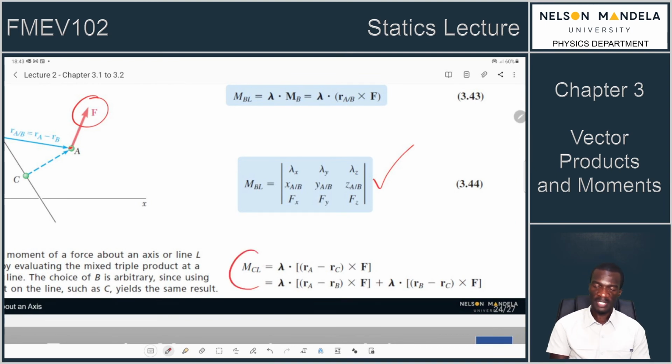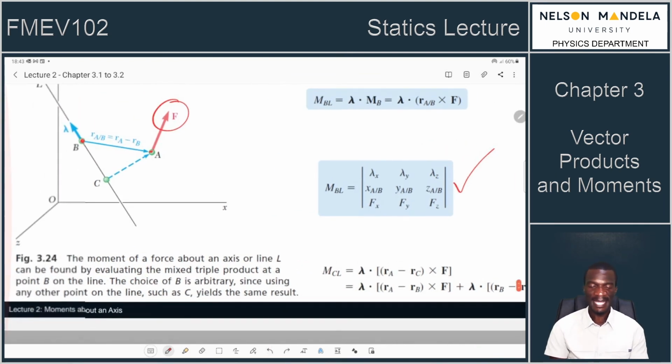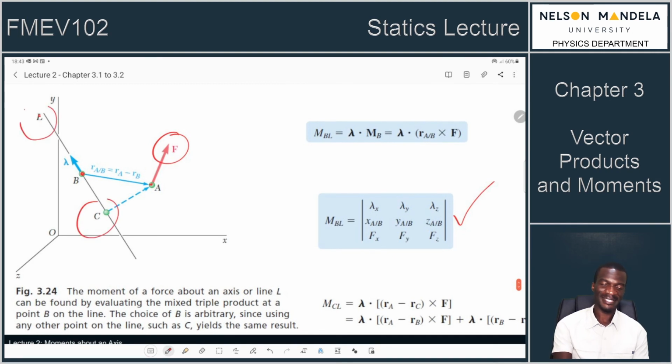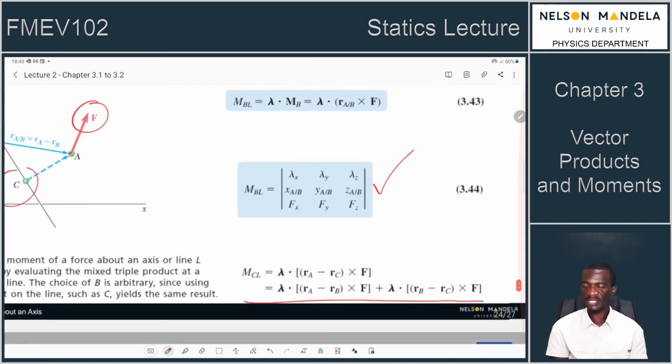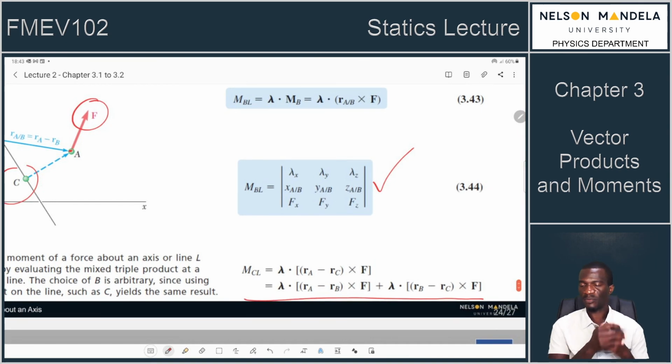If you want to think about another axis, CL, it is the same thing. This is the same axis, CL. So you can also use the equation. I think it should be 3.45, if I missed the number there.